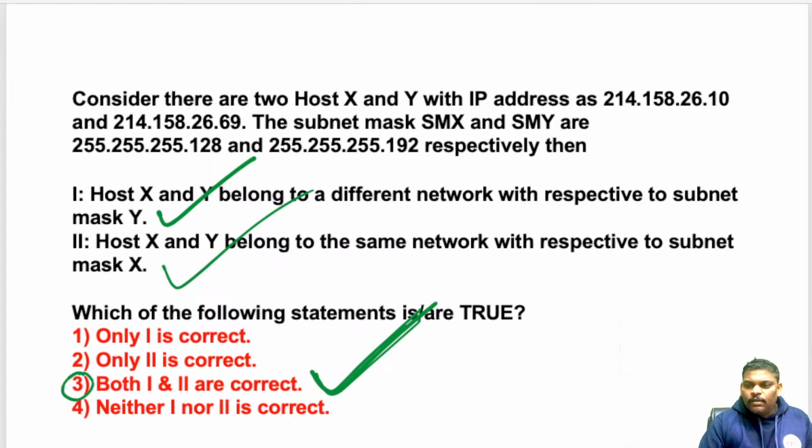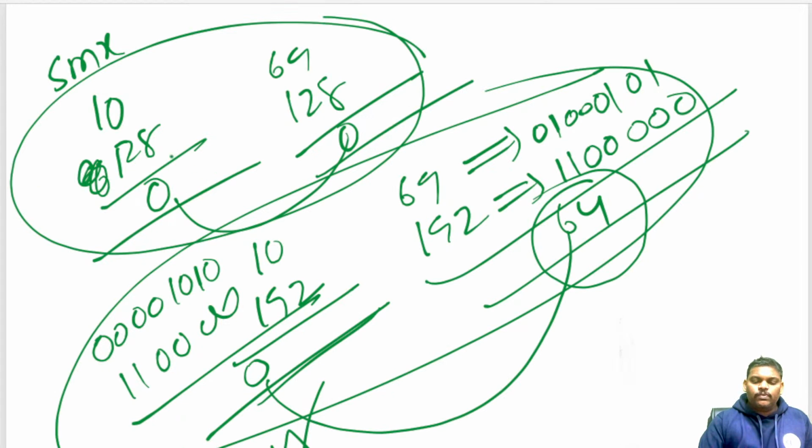Someone is saying, no sir, why is it in a different network? Yeah, can you see this one? 10 128 0, 69 128 0. Come to the Y, 10 192 0, 69 192 64. So he played with options some game.